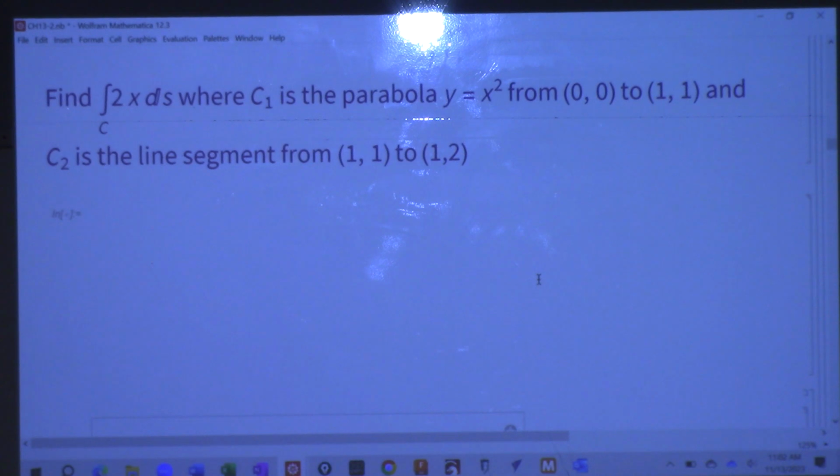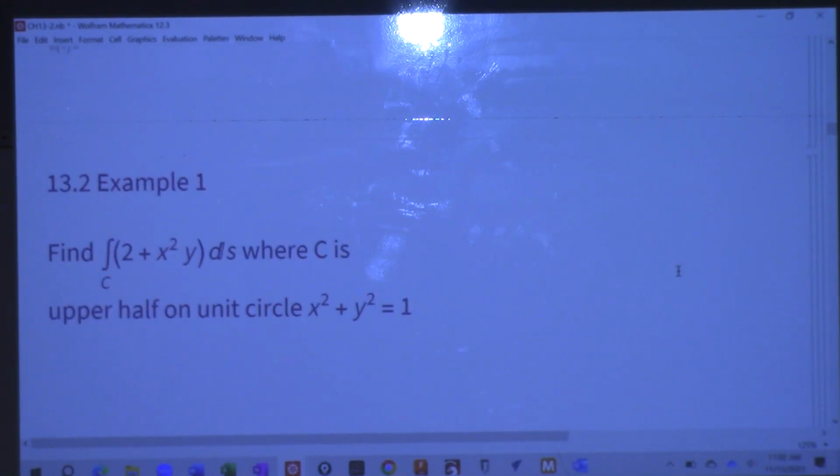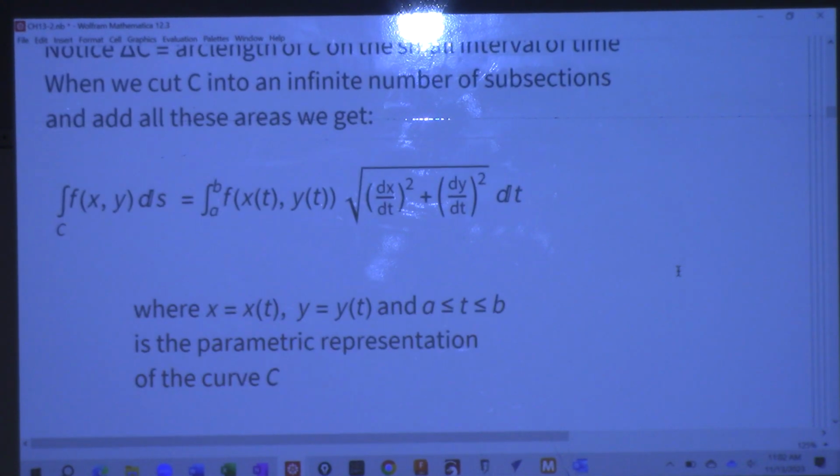All right, so this one, find the line integral over C of 2x with respect to, not surface area, that'll be capital S, that's coming, arc length. Arc length, good, with respect to arc length. So we had a formula for this. We'll scroll up so we can be reminded of what it is.